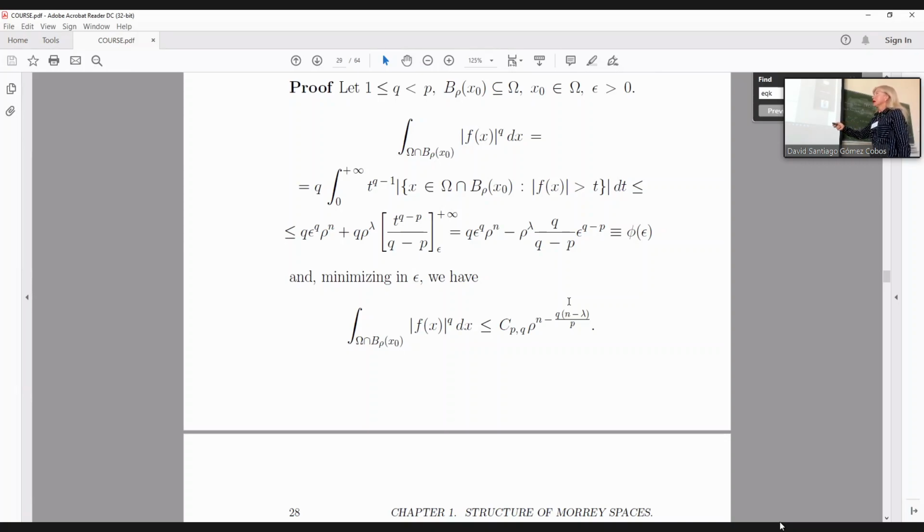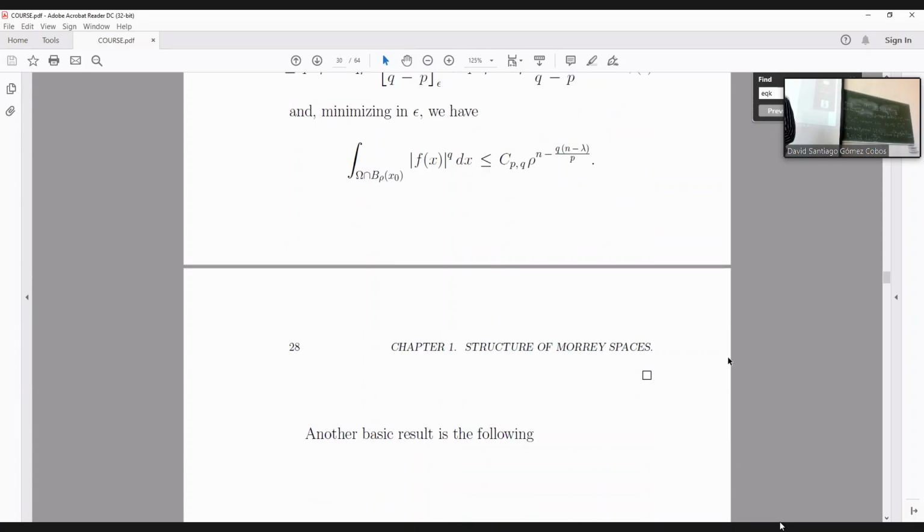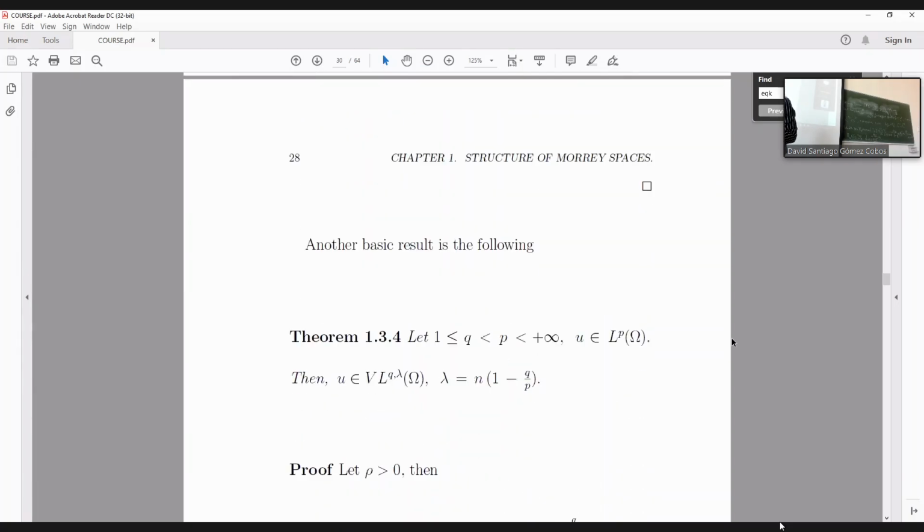And then, minimizing this quantity in epsilon, we have exactly that the integral in omega cap B x rho of f p is less or equal to a constant that depends on p and q times n with exponent n minus q times n minus lambda over p. Then the conclusion is obtained. So this is the idea for this comparison and other similar comparisons with other spaces.